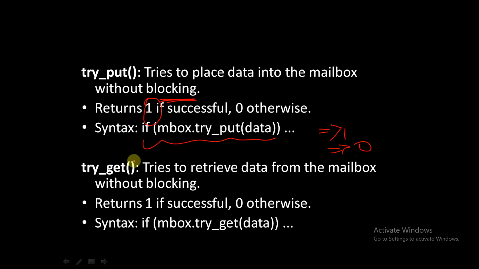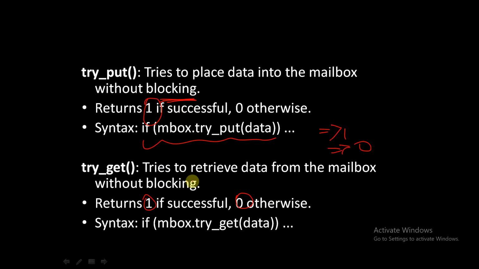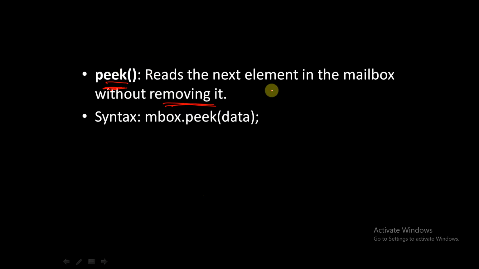And try_get is similar to the get method which is present in the mailbox. You can use it. If it is successful, it will return 1, else it will return 0. And we have one more method which is called peek. So it will read the next element in the mailbox without removing it. Whereas the dot get method will remove the data from the mailbox, the peek method will not remove the data, it will just read the next element which is present in the mailbox without removing it. And the syntax for peek is mbox, that is the handle name, dot peek of data. Okay, so this is how we are going to read the next element in the mailbox without removing it.